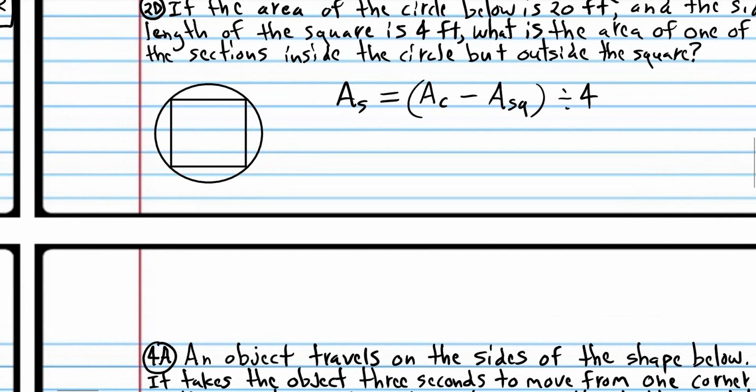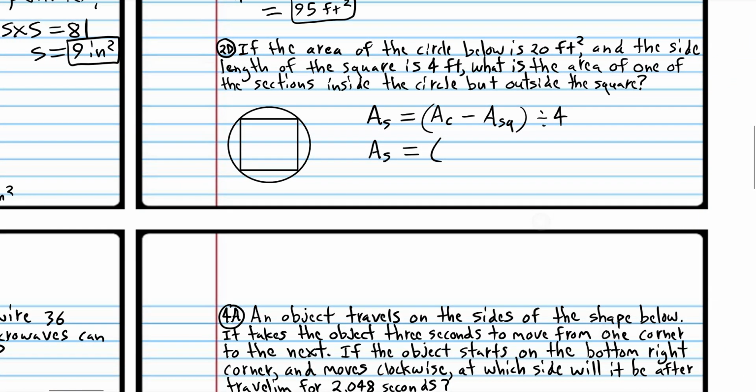All right, so the area of the shaded region, and again, we're looking for just one of these, is equal to the area of the circle, which we're told is 20, minus the area of the square. Now, the area of the square is 4 times 4, because we're told that the side length of the square is 4.